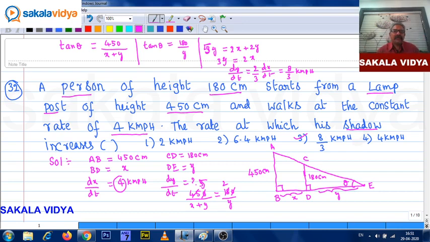That means 9 2, 9 5. Yes, 5. Cross multiplication: 5y is equal to 2x plus 2y, 3y is equal to x. dy by dt is equal to 2/3 of dx by dt. Right.